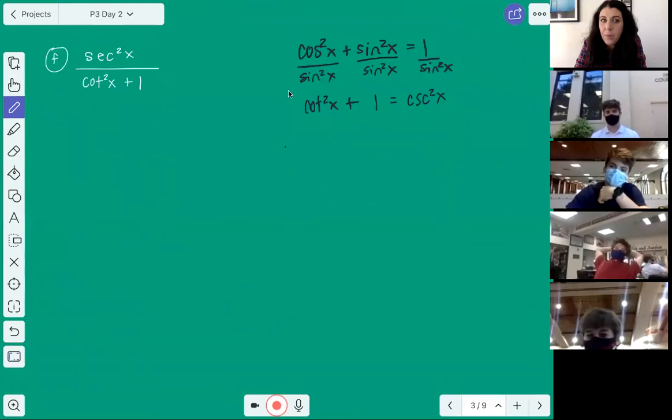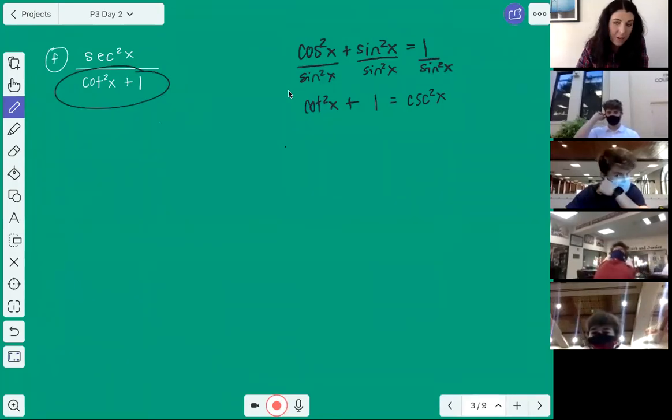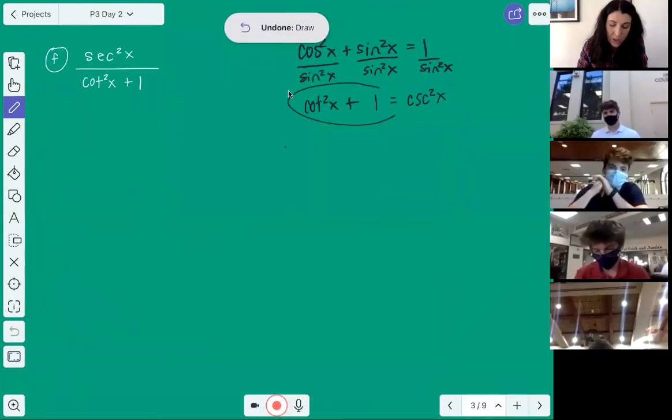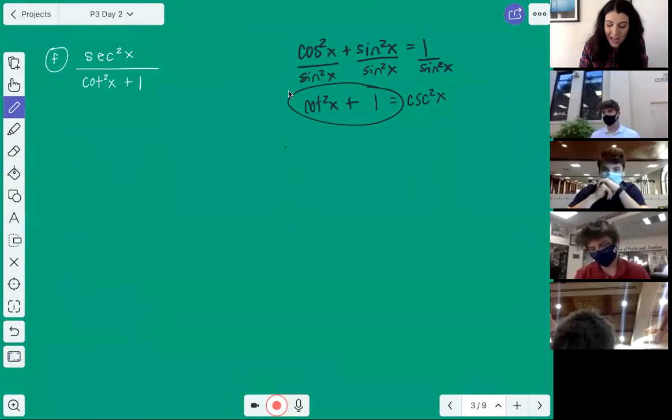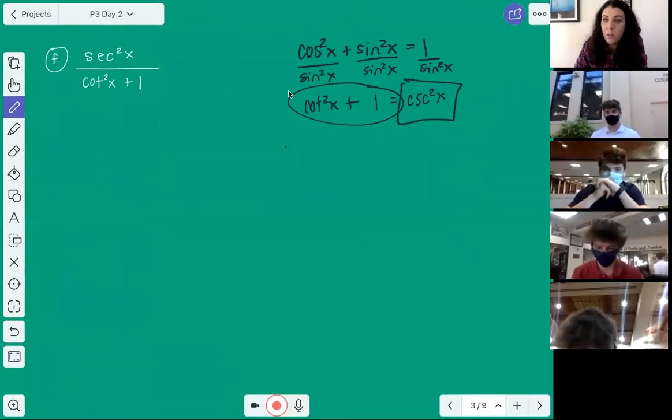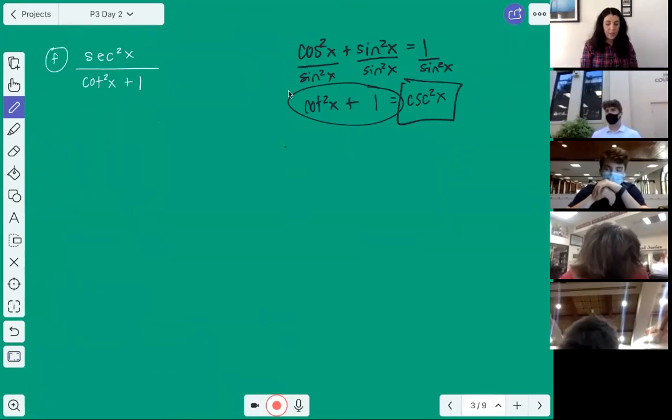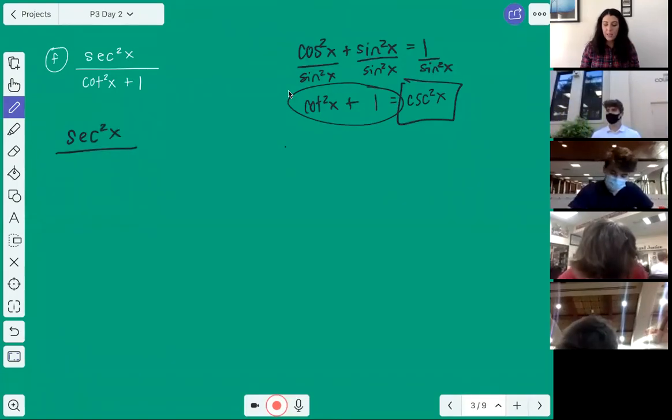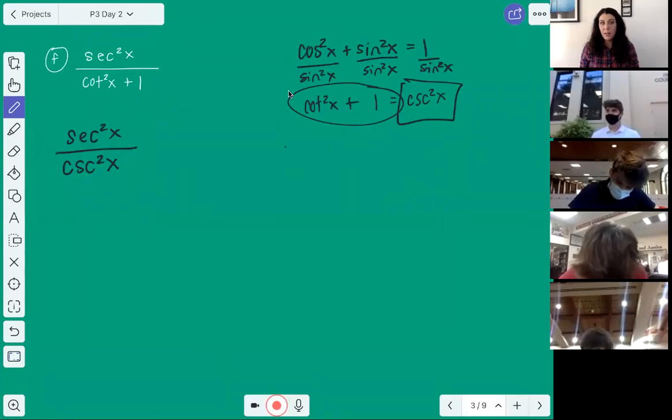I'm not sure. Okay, so we have a denominator of cotangent squared plus 1. What we've just found is what cotangent squared plus 1 is exactly equal to. So what can I do with that? Would you convert cotangent squared plus 1 to cosecant squared x? Perfect. That's right. Exactly right. So we're going to leave the numerator alone. We have secant squared over, and we can replace it with cosecant squared x.